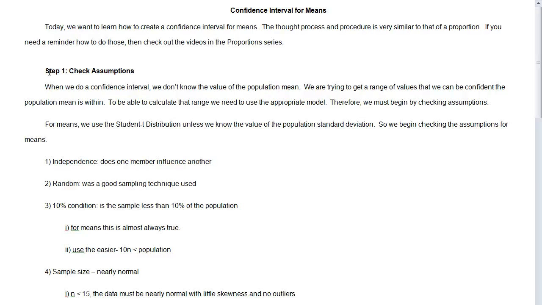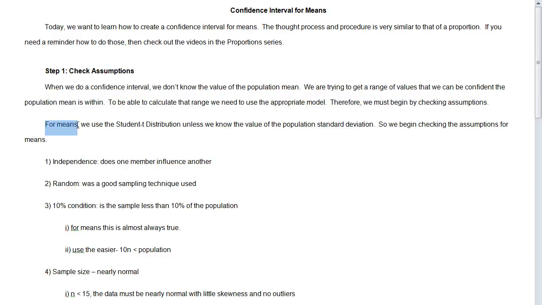All right. So step one is we have to check the assumptions. When we do a confidence interval, we don't actually know the value of the population mean. So we're actually trying to get a range of values that we can be confident the population mean is within. To be able to calculate that range, we need to use the appropriate model. So therefore, we must begin by checking the assumptions.